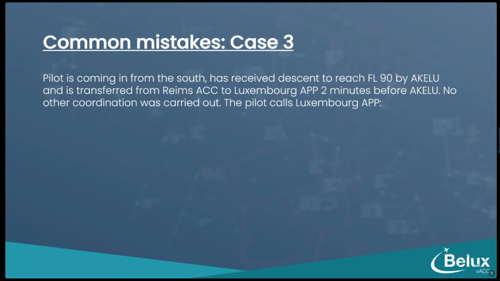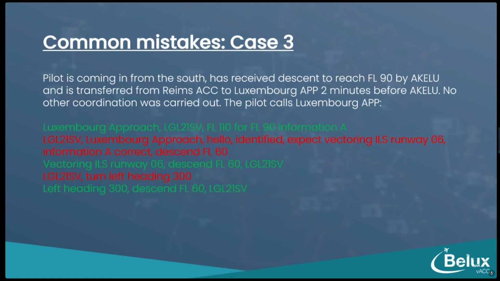Okay, another case. The pilot is coming in from the south, has received descent to reach flight level 90 by Akelu, and is transferred from Reims to Luxembourg Approach 2 minutes before Akelu. No further coordination was carried out. The pilot calls Luxembourg Approach, same thing, logging on, and he receives a descent instruction flight level 60, and the next thing he receives is heading 300, for ILS runway 06. Okay, what went wrong in this situation?